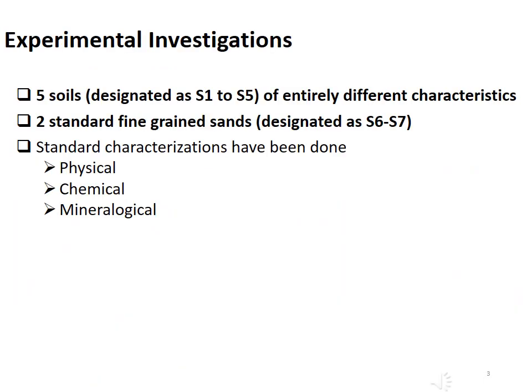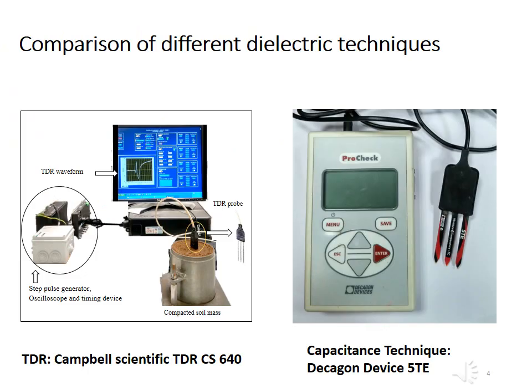For carrying out the experiments, 5 soils of entirely different characteristics collected from various parts of India and 2 standard fine grade sands were selected. By employing the standard procedures, soils were characterized based on their physical, chemical, and mineralogical characteristics, which ensured that soils are having entirely different characteristics. The dielectric techniques employed were the TDR Campbell Scientific CS640 probe and the Decagon Devices 5TE capacitance probe as shown here.